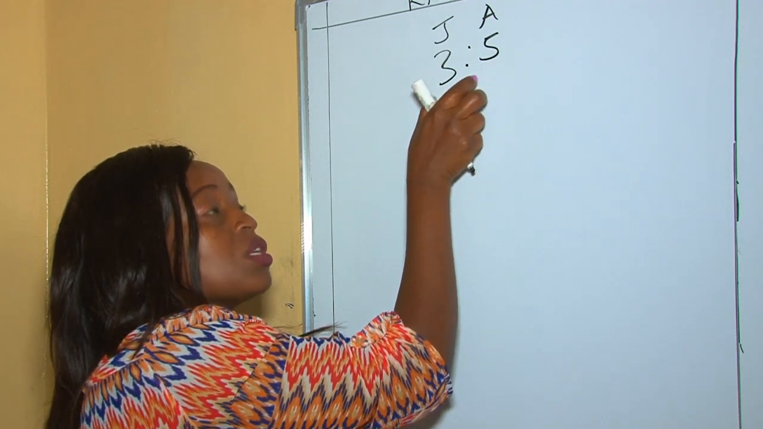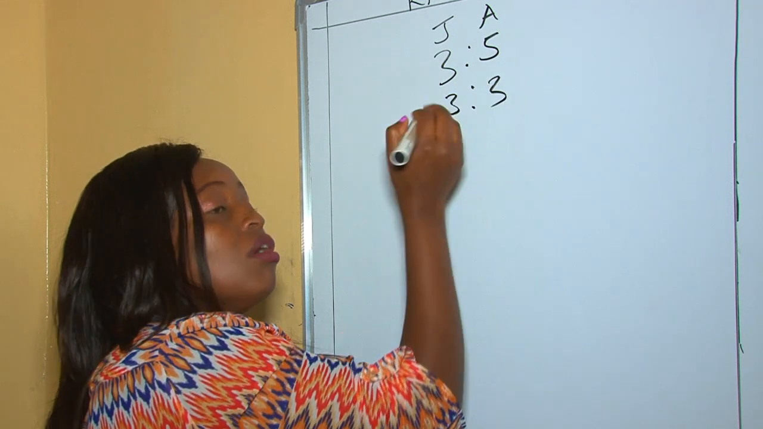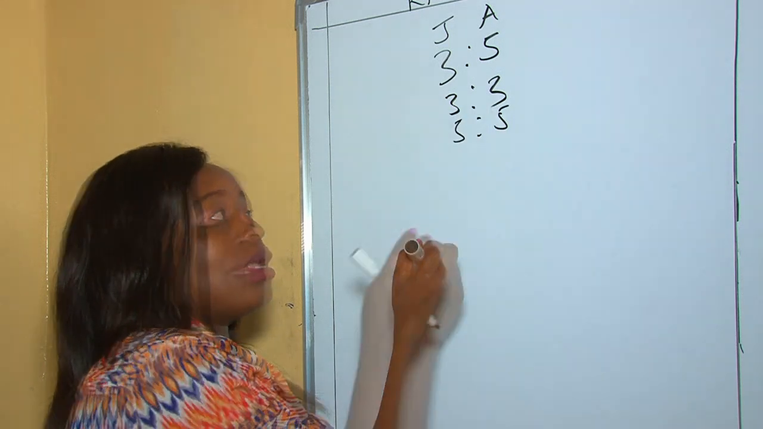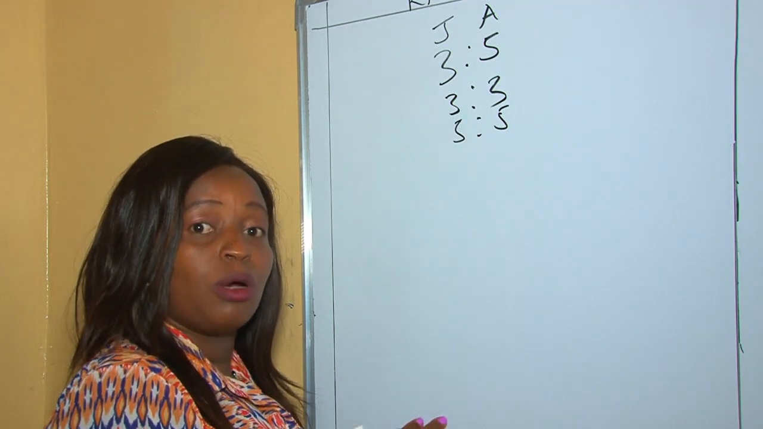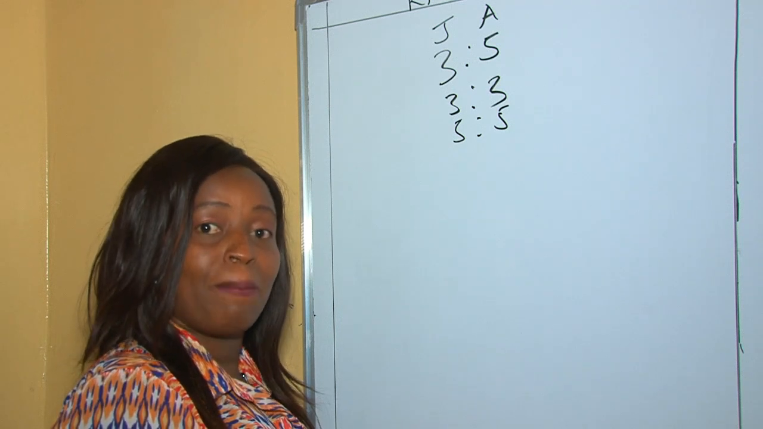If there was no difference, they could have got 3:3, or they could have got 5:5. Therefore, this brings a concept of ratio difference. And how do we get ratio difference? I want to do it practically.